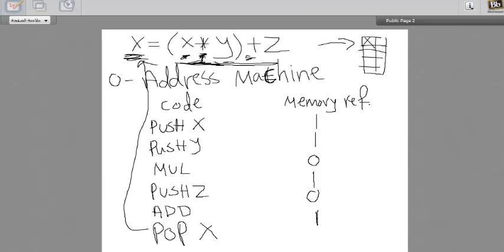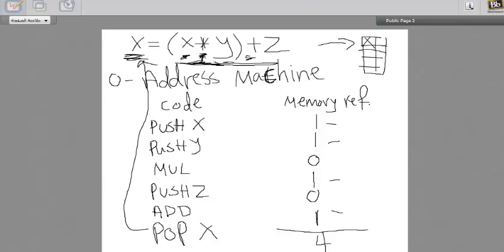Now, what is the total number of accesses to the memory? 1, 2, 3, 4. So we access the memory 4 times. Okay, simple enough, I think.